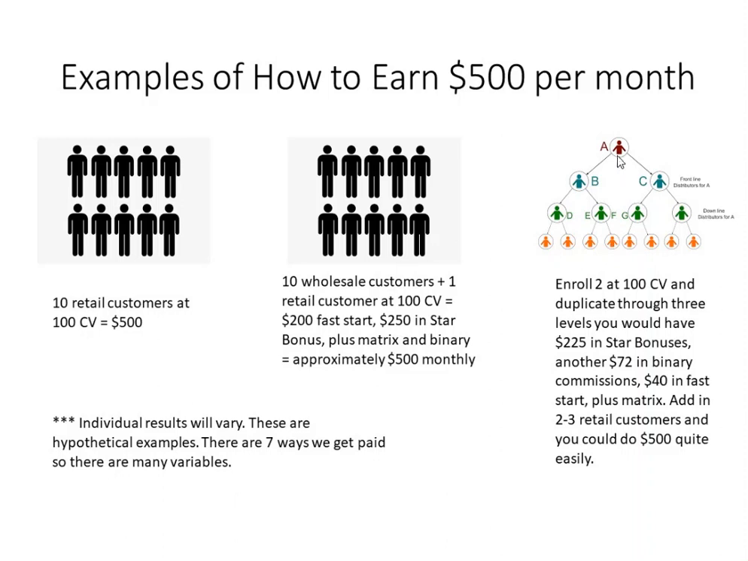But the bottom line, what this looks like is you find two people that want to get started. They get on that 100 CV, so they're trying out the products. And I'm going to explain more about the star bonus and how that works a little bit later in one of the later videos. And there's only 5 of them. They're all pretty short like this. So bottom line, you share it with 2 people. They share it with 2 people, they share it with 2 people. That's going to be $225 in star bonuses, another 72 from the binary, a left leg and a right leg. Again, that's covered in these 7 ways to get paid.